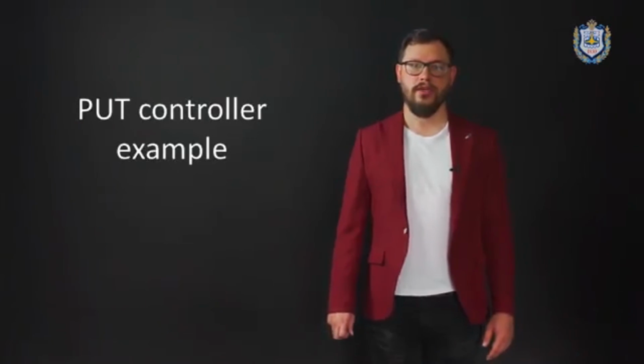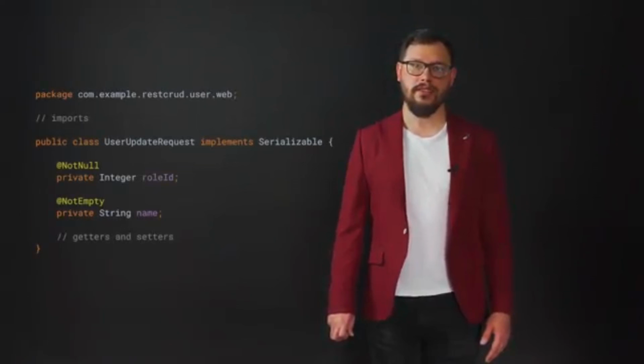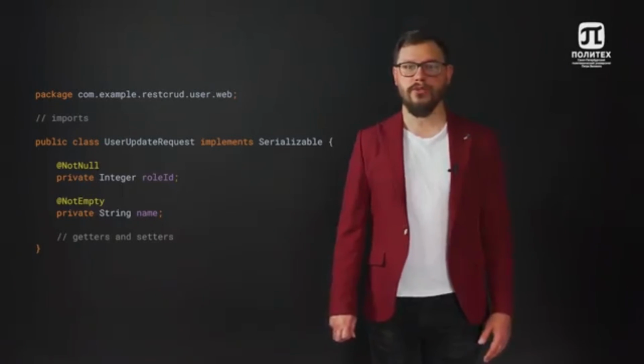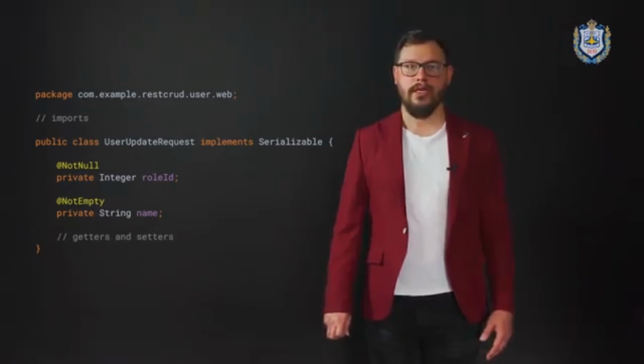In this tutorial, we will update user information using REST. For this, we will use the PUT method. User and user role models will be used from the previous lessons. First, we need to determine which user properties we want to edit. In our case, this will be the role and name. Our next step will be to create a model that we will send in a user edit request. To do this, create a new user update request model with the following content. As you can see, we immediately used annotations to validate property values.